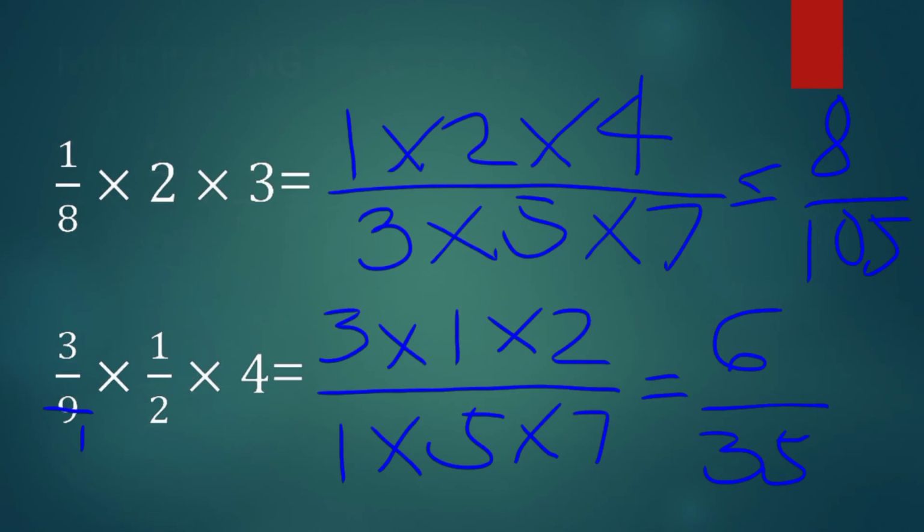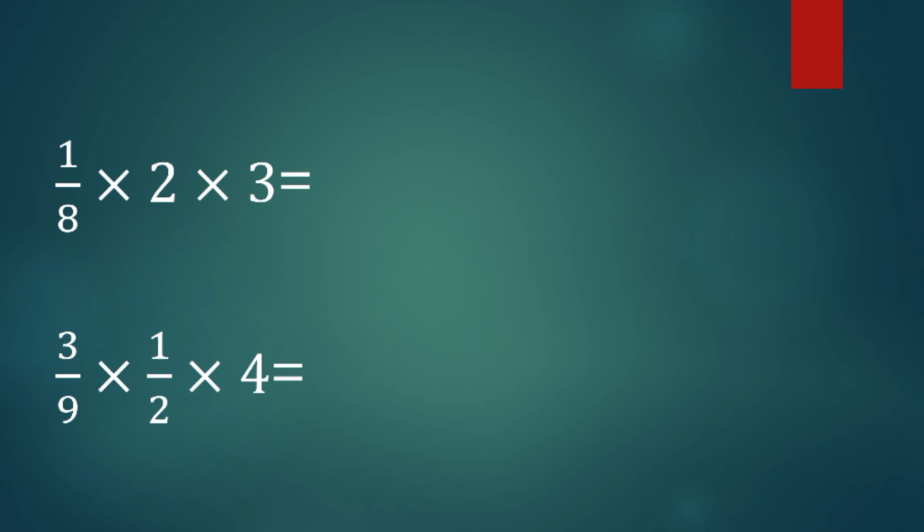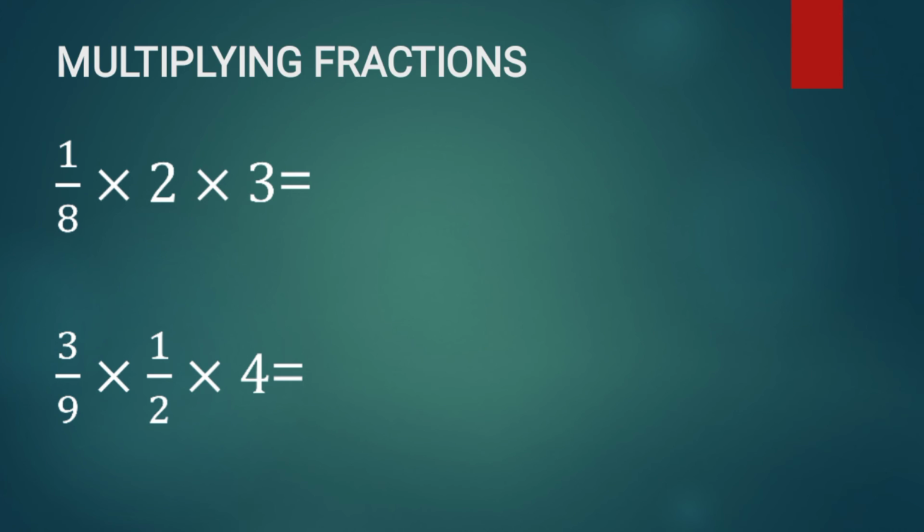Let's have another example. Let us find the product of 1/8 multiplied by 2 and 3. So we have the whole number 2 with the denominator 1 and the whole number 3 with the denominator 1. Multiply the numerators. We have 1 times 2 times 3. So we have 6 over 8 times 1 is 8.